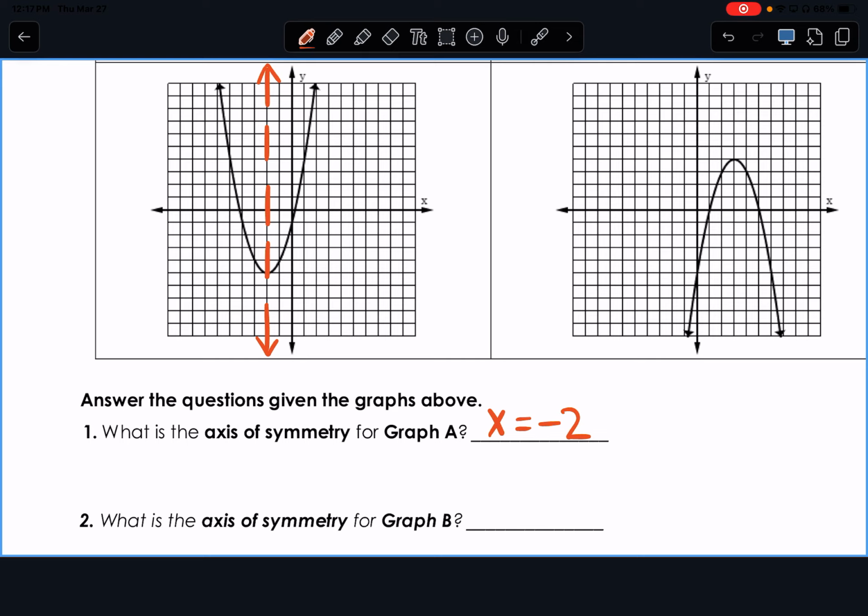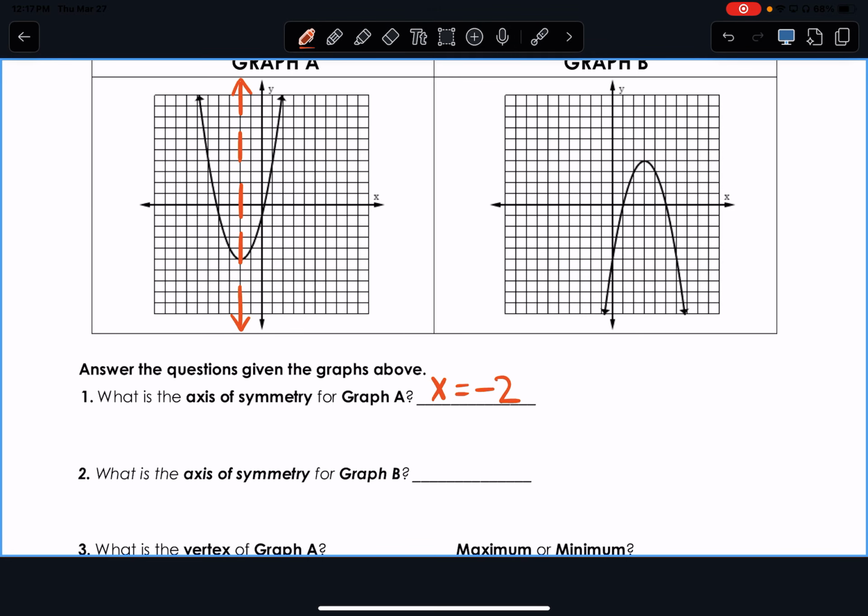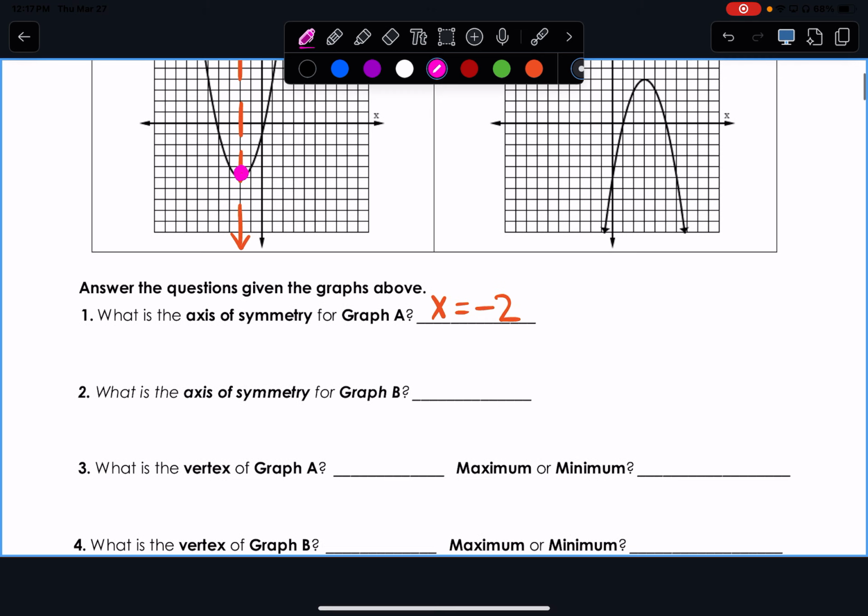The one I said was the vertex, wasn't it? You said the vertex, yes. So our vertex is where that graph intersects the axis of symmetry, or the parabola. So what is the vertex coordinate of graph A? -2, -5. Would it be a minimum, wouldn't it? It would be a minimum.